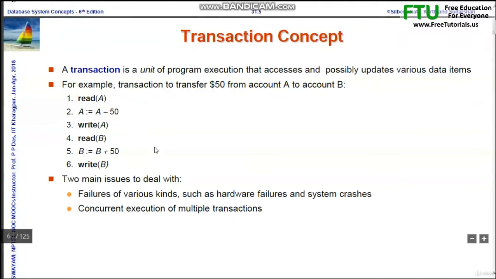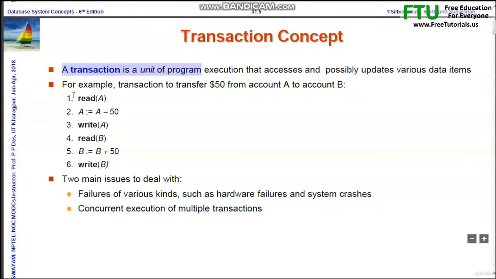So now understand the two main issues to deal with in transactions. One is failures of various kinds, such as hardware. Suppose our hardware is not working, so that will be a problem. System crashes: suppose the OS is not responding, not doing its task. So that's all about the transaction. Now we read the definition: a transaction is a unit of program execution that accesses and possibly updates various data items.